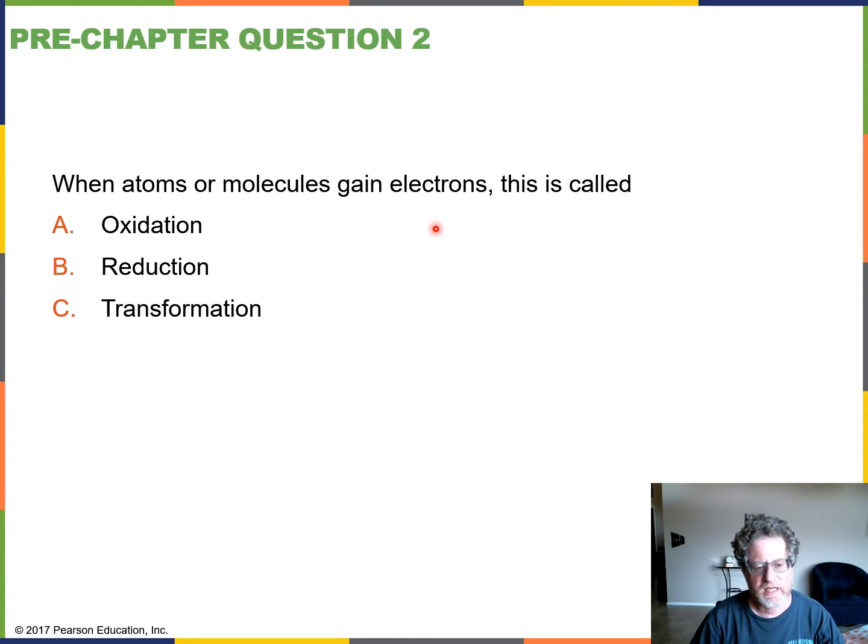Okay, how is this energy transferred from our food to our ATP? It's transferred in redox reactions, and part of oxidation reduction is the gain of electrons. And when atoms or molecules gain electrons, gain of electrons is called reduction. Electrons have a negative charge, so when they gain a negative charge, we say, well, it's reduced the charge.